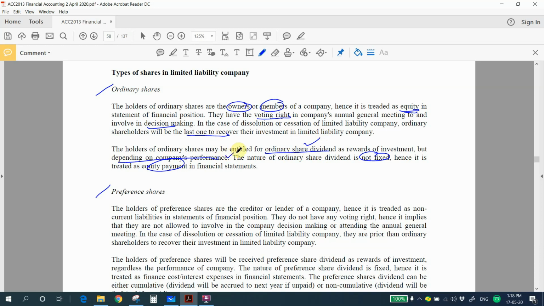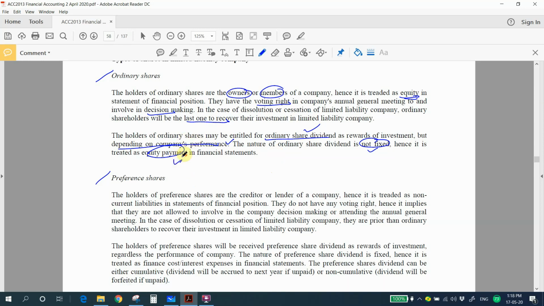Let's say the company is not performing well, you may not be entitled to any dividend. But if the company is doing well, you may get more dividend. So the nature of ordinary share dividend is not fixed. It means that the amount is not confirmed. This is variable. So this will be treated as equity payment in the financial statement.